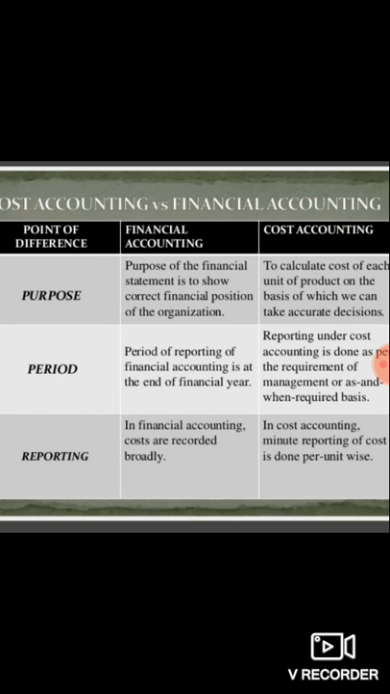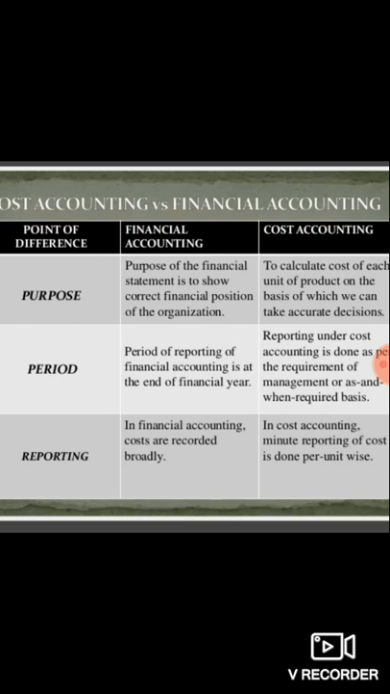Now let's see the difference between cost accounting and financial accounting. First, the purpose. The purpose of the financial statement is to show the correct financial position of the organization. So financial accounting deals with revealing the correct financial position of the company, and in the same way the purpose of cost accounting is to calculate the cost of each unit of product, on the basis of which we can take accurate decisions.